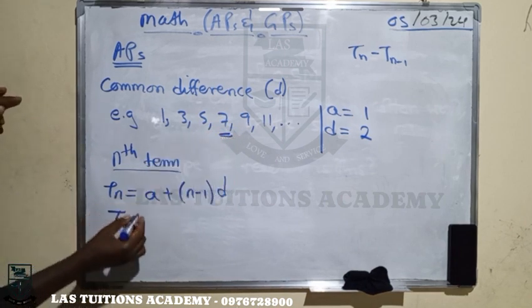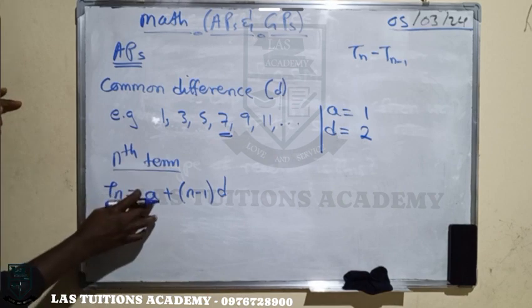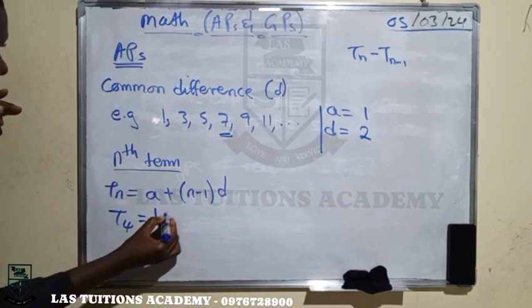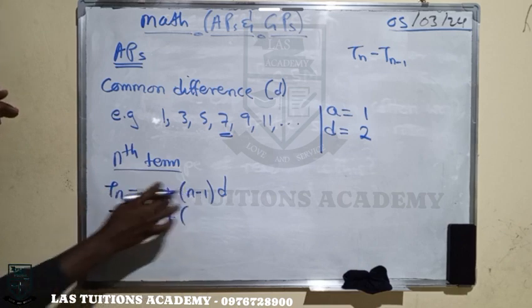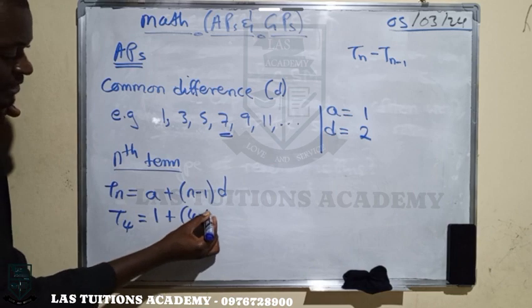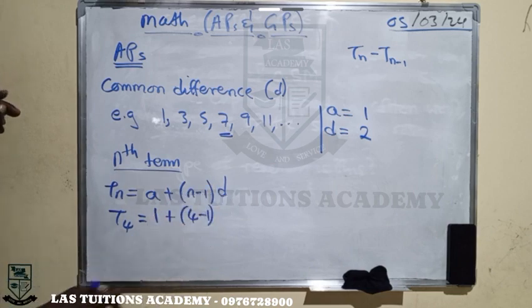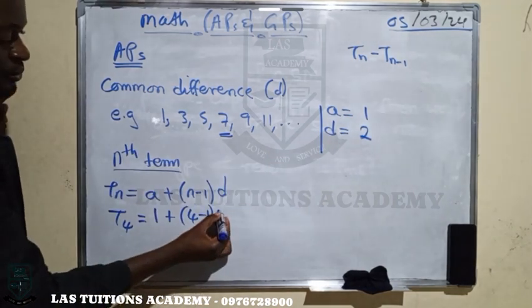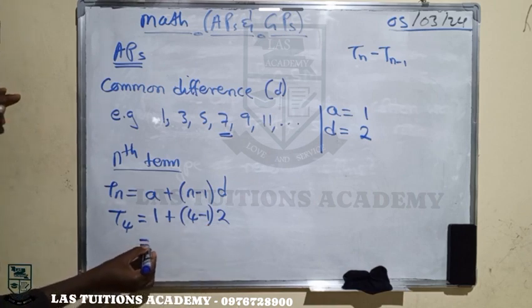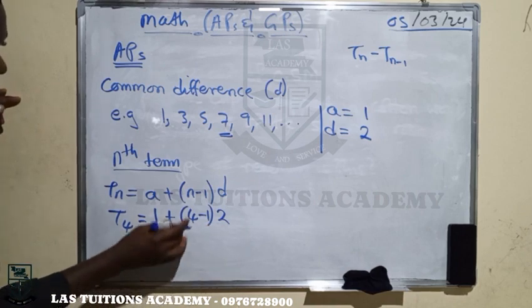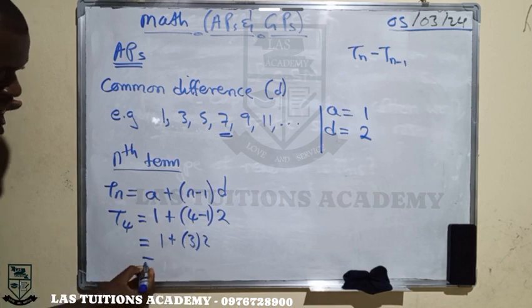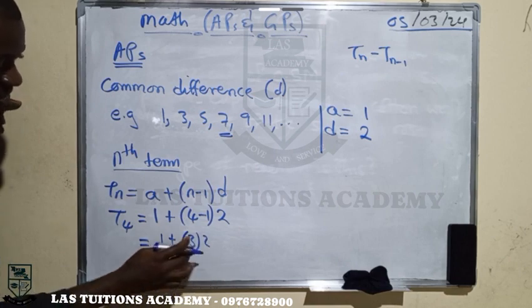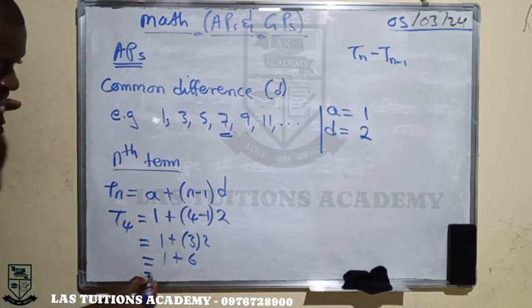So T4 is equal to A, our first term, which is 1, plus N, this N here, so N is 4 minus 1, times D, the common difference, which is 2. So this is equal to 1 plus 4 minus 1, that is 3. So this is 1 plus 3 times 2, that is 6. So 6 plus 1, that is 7.